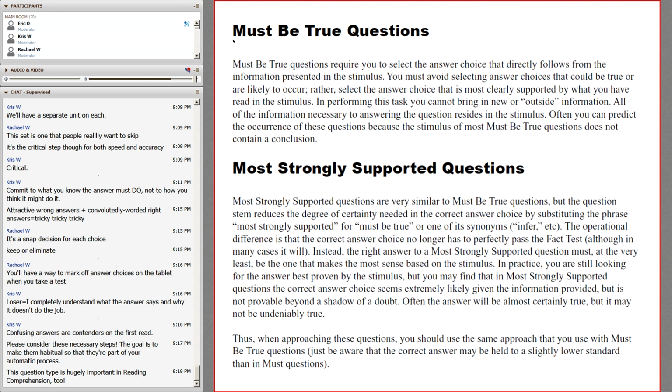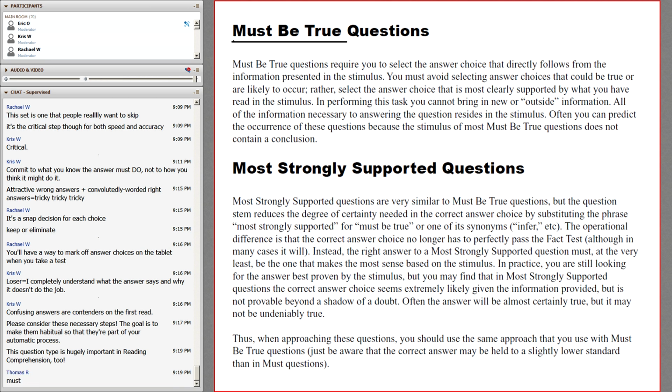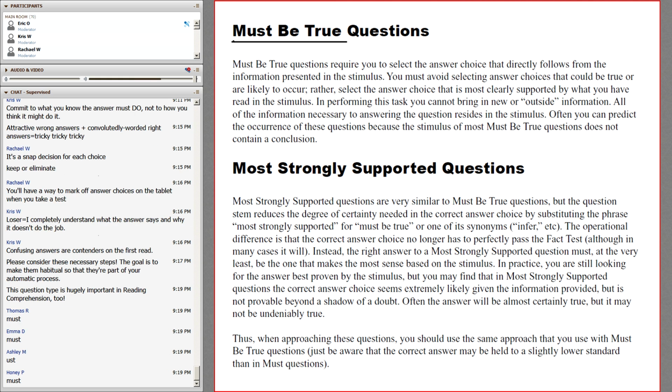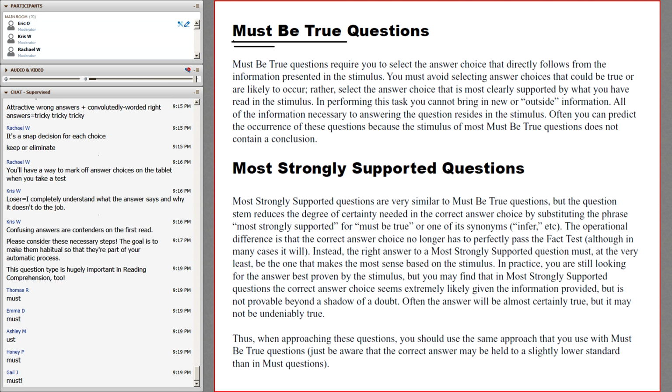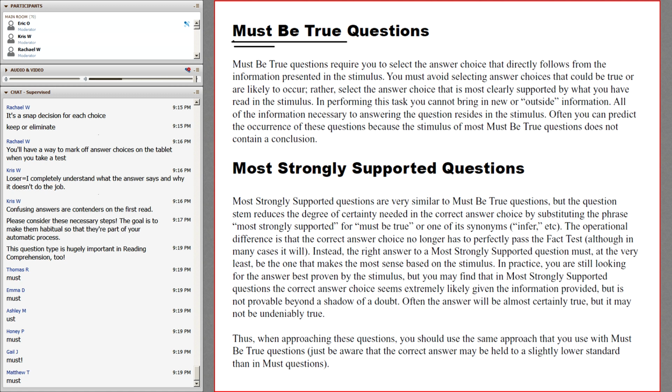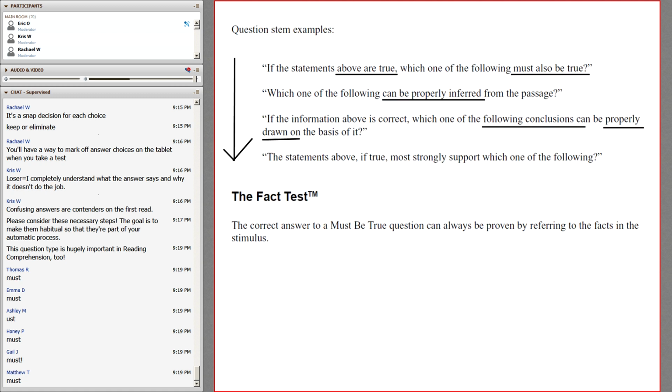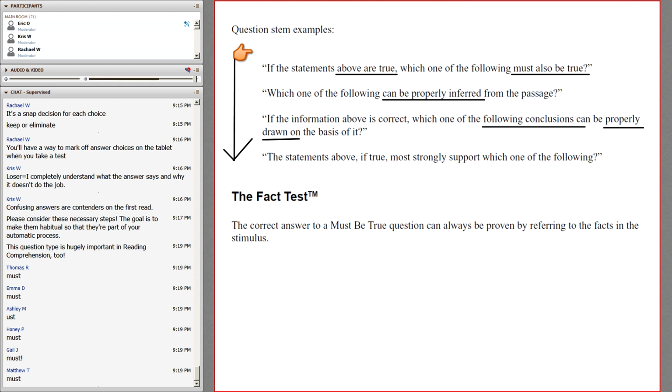And as you guys look at that phrase, must be true, what's the word that stands out to you logically? Yeah, the word must. And the word must, as we talked about before, guys, conveys certainty. And that's exactly what must be true questions are looking for. So if you're looking for a pre-phrase for must be true, guys, it's basically this. Based on the information in the stimulus, which of these answer choices am I certain is true? Which of these answer choices can I prove is true from the information in the stimulus? Okay, that's the fact test that you see down at the bottom of the page.